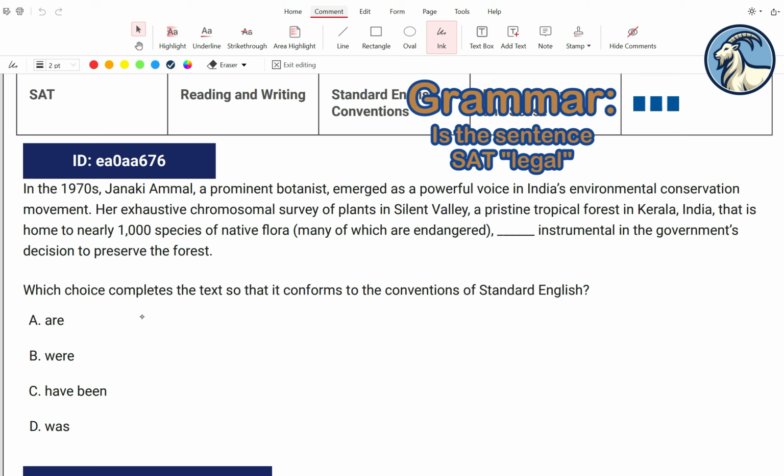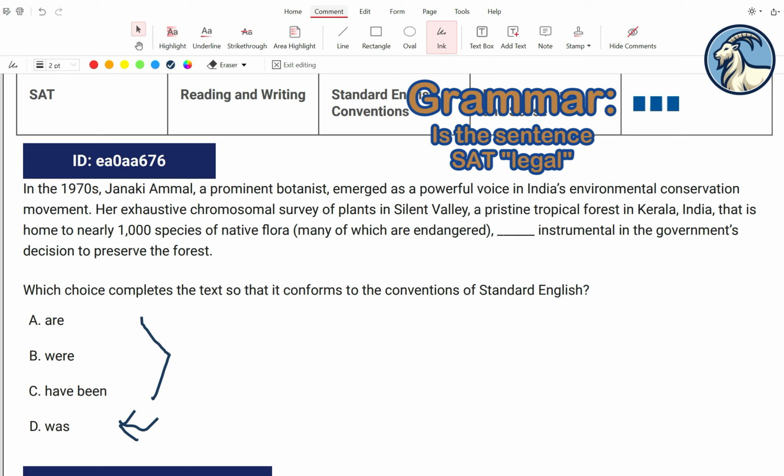For what it's worth, these three answer choices are all plural, and this one's singular. Now, I'm not saying to just answer the question that way. All I'm saying is my mind is already thinking about that fact because I've already established this is about subject-verb agreement, and I have three plural verbs and one singular verb.